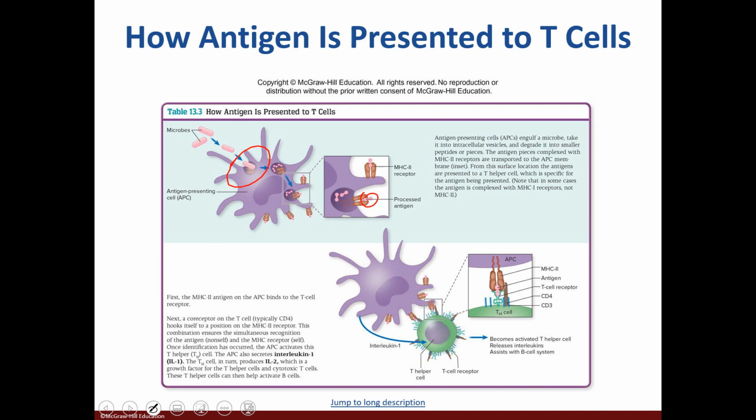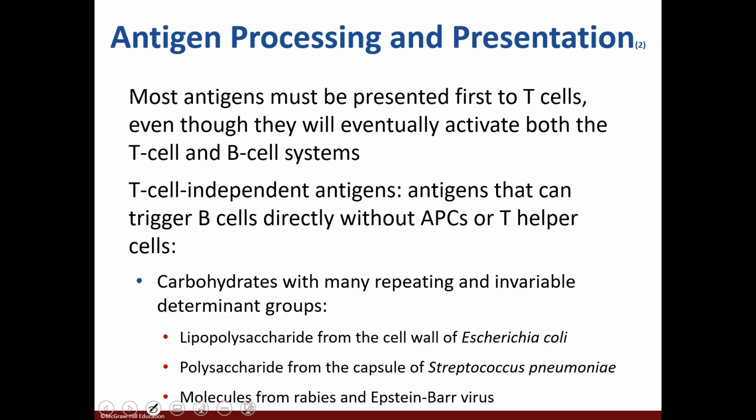In this example, we see the presentation to a helper T cell. The T cell uses this receptor to bind to the antigen in MHC2. We also see co-stimulation occurring where CD4 and CD3 also bind. Interleukins are then released by the antigen-presenting cell to activate the T cell, and from the helper T cell to activate other cells. Typically, T cells are activated first.